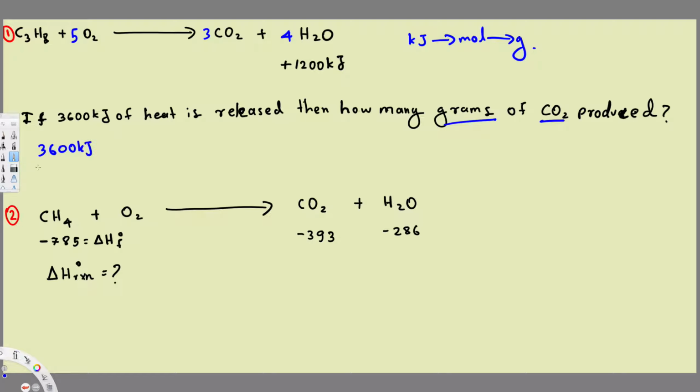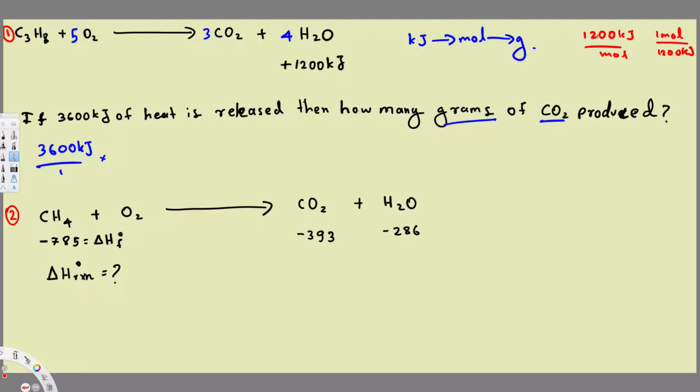3600 kilojoule is produced, and we know that for each 1200 kilojoule, 3 moles of CO2 is produced. So we have to put it in such a way that this kilojoule cancels, right? There are 2 types of conversion factor. You can write 1200 kilojoule per mole, or 1 mole over 1200 kilojoule. So both are correct. It depends on the situation.